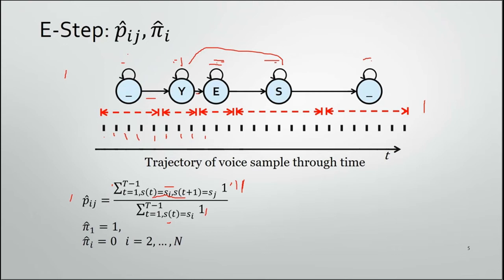And how do we count or how do we estimate the initial probability? It's simply, we know that it starts with this state, and let's call it S1. So pi1 is 1 and pi i equals 0 for i equals 2 through n. We already know that the word yes begins with a pause and then followed by a Y. And we'll just index this as state 1.